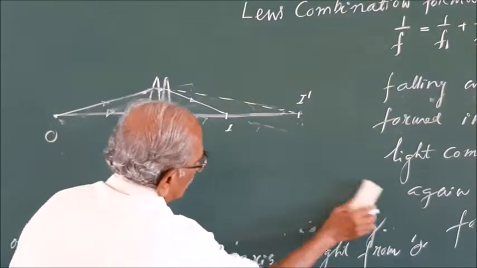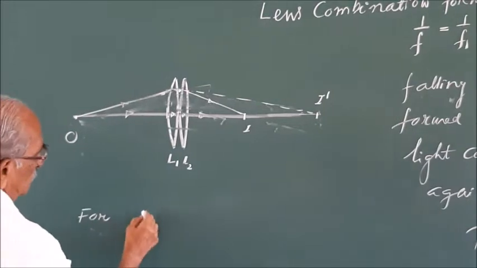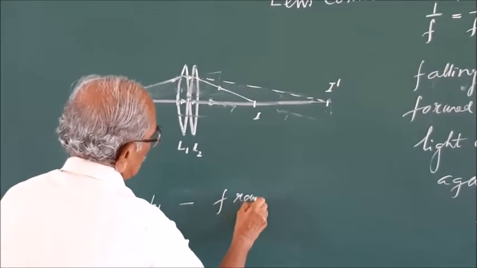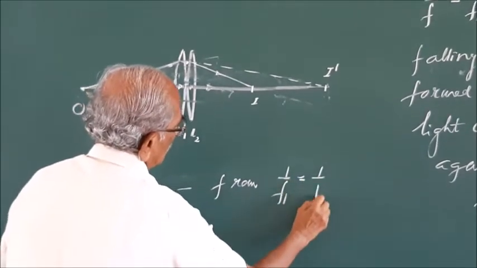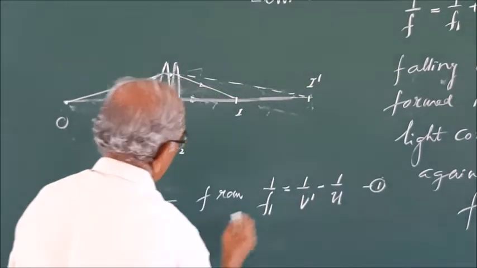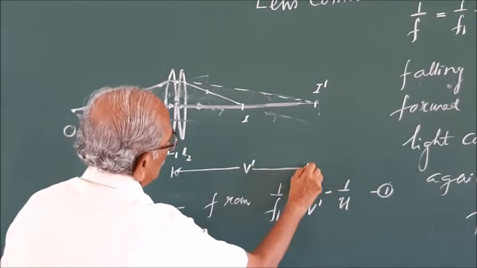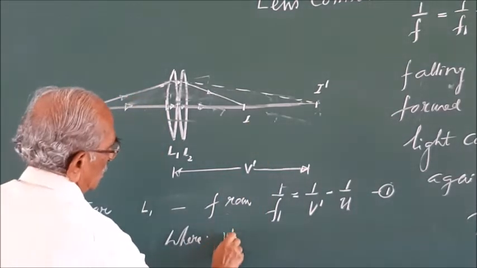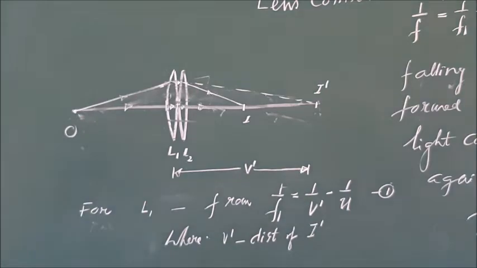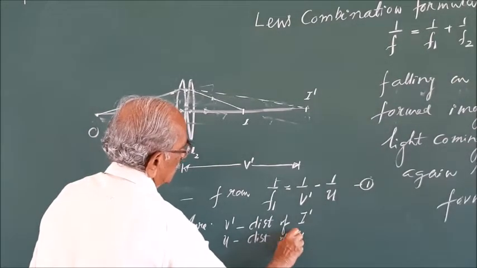Now, you will consider the first lens. For refraction in the first lens, we have, from this equation, where v is the image distance, the distance of I dash from the lens system, and u is the distance of the object from the lens system.